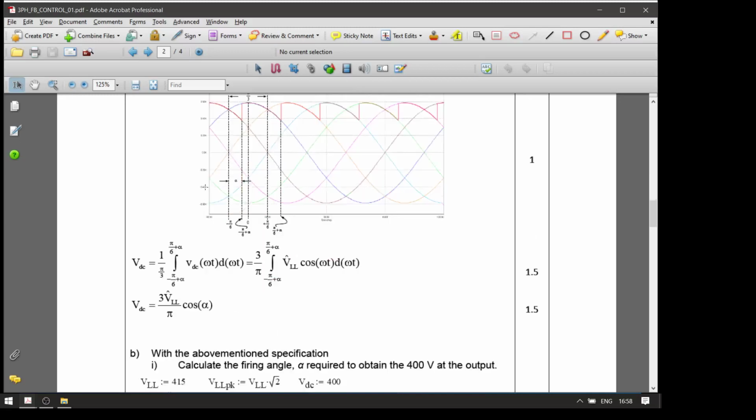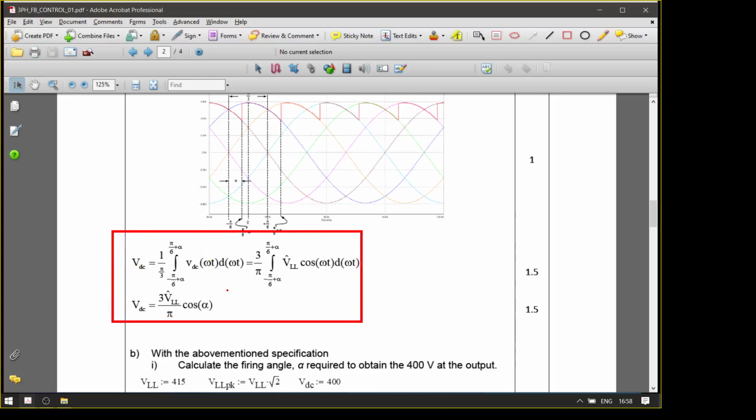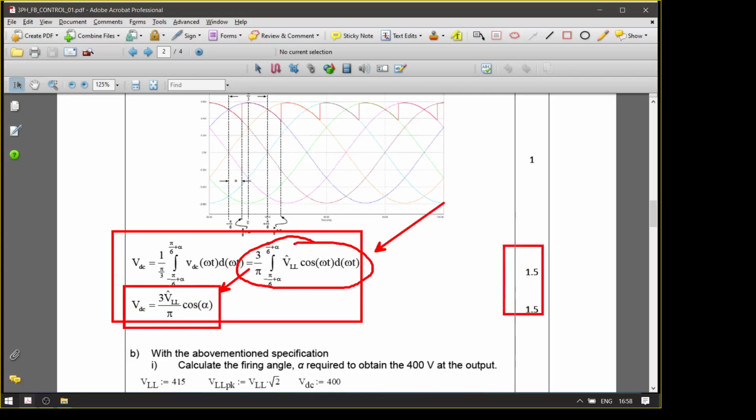So we do the derivation. Okay, so this is derivation. Of course, you have to fill in the gaps. There are marks for the steps between that point and the answer. So write the equation and you have to solve this. You have to solve that to get to VDC equals 3V peak line to line to get the full marks of 3 points here.